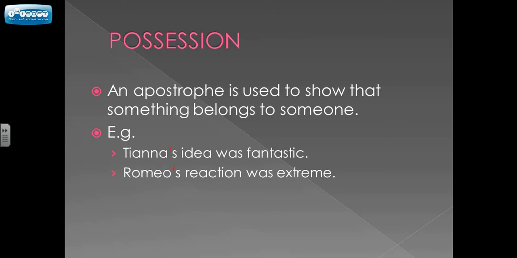So to show possession just means that the apostrophe is going to show that something belongs to someone. So if you say Tiana's idea, the idea belonging to Tiana, was fantastic, then you need an apostrophe to show it's hers. So Tiana's idea would need an apostrophe before the S, just to show us, yes, that belongs to Tiana. Same thing with the second example, Romeo's reaction was extreme.